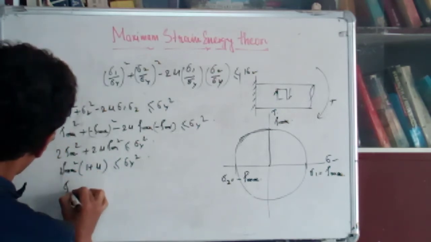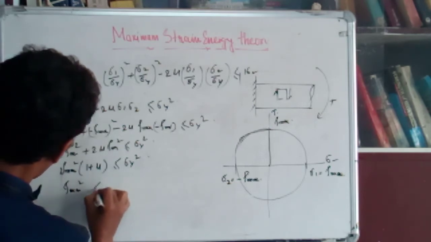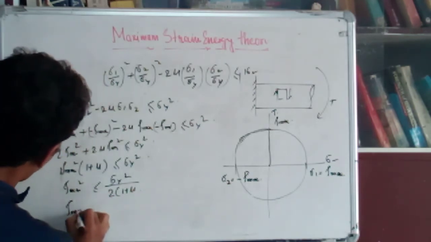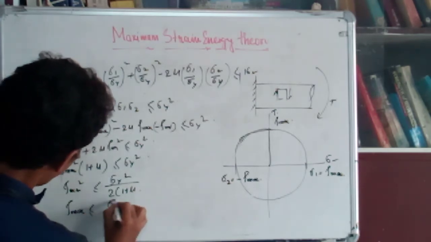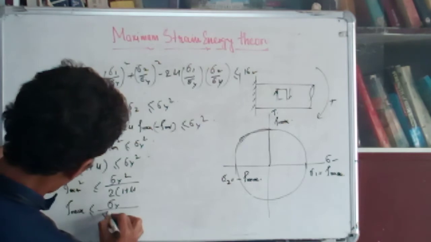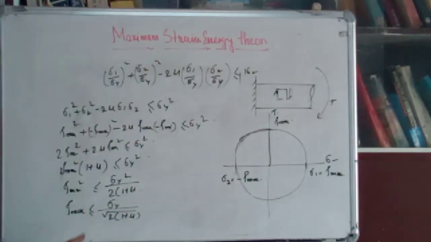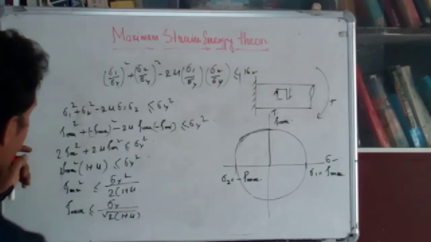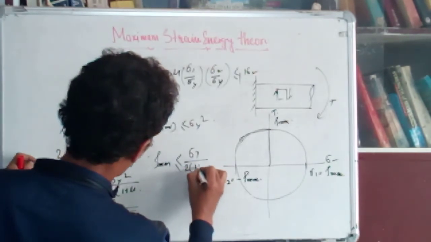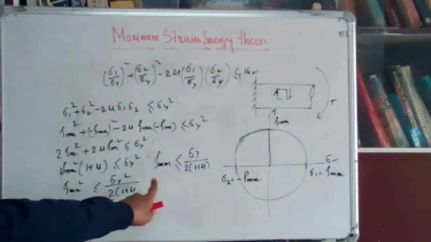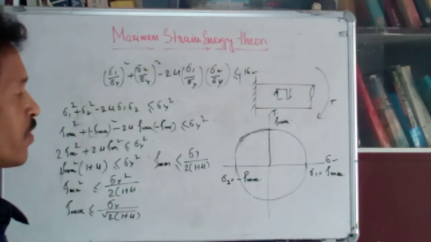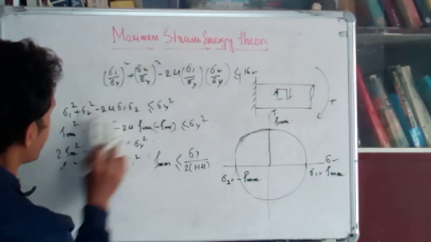So tau max square is equal to sigma y square divided by 2 into 1 plus mu. So tau max less or equal to, there will be a root over, so that will be sigma y divided by root over 2 into 1 plus mu. Okay, so that tau max should be less or equal to sigma y by root over 2 into 1 plus mu. Theoretically, tau max should be less than or equal to that. Okay, so that is the theoretical result for maximum shear stress.